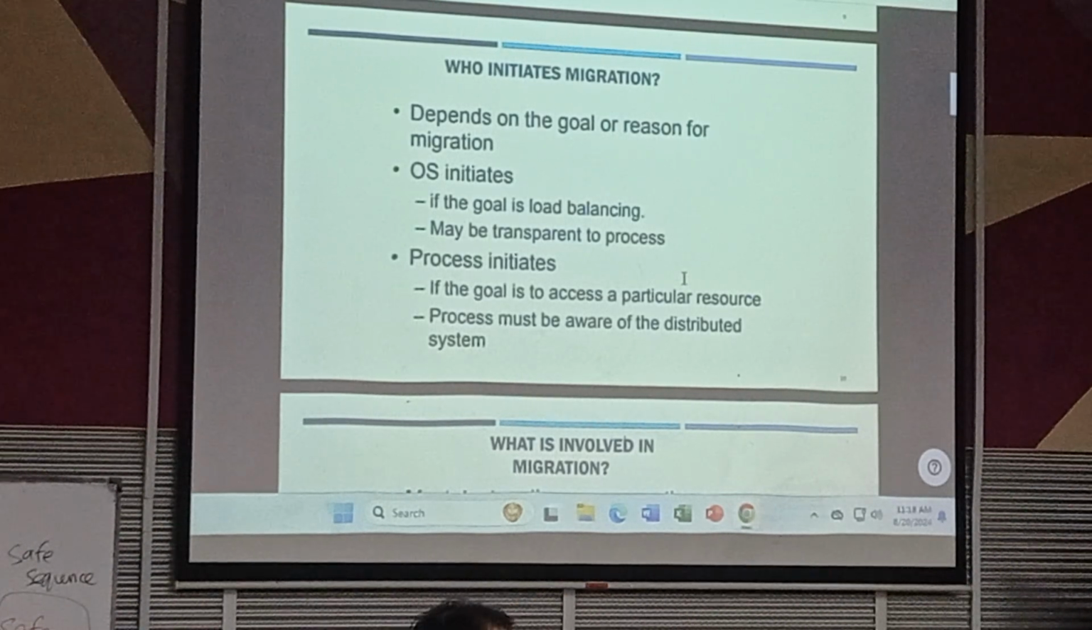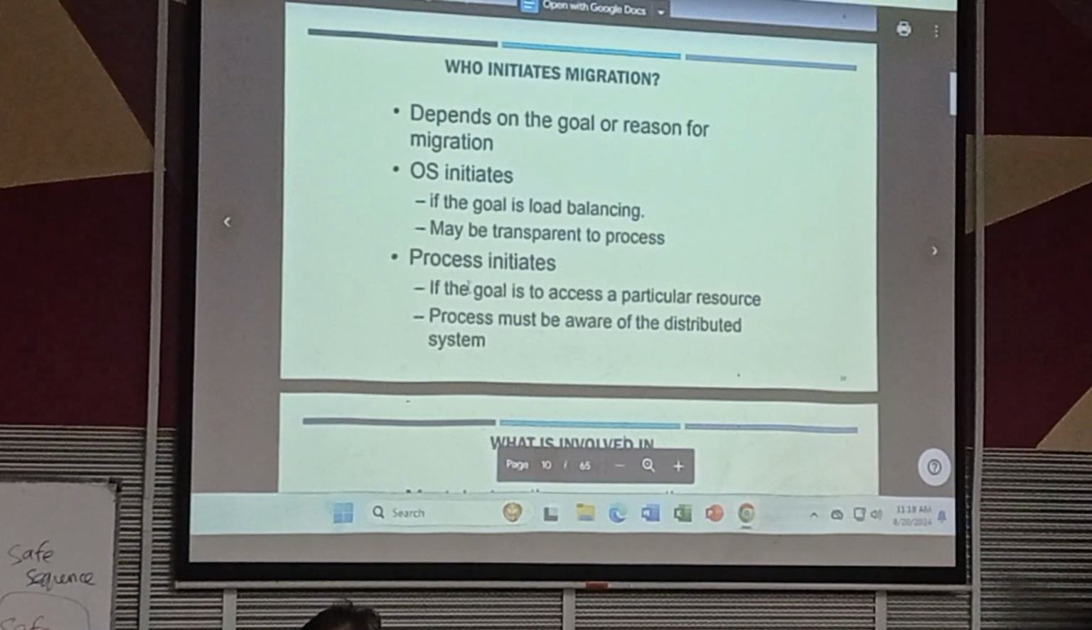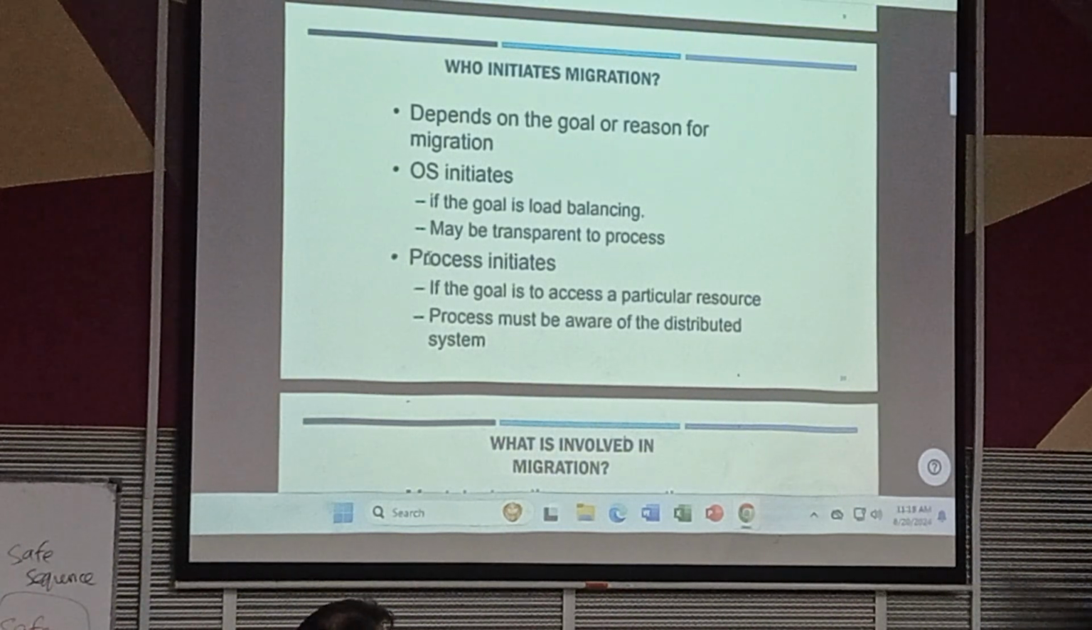The operating system will not know you want these resources. So only the process will know. The process will know what it wants, right? So it will migrate itself when it needs certain resources because it knows where the resources are. So this is process-initiated migration, meaning that the process itself does the migration.